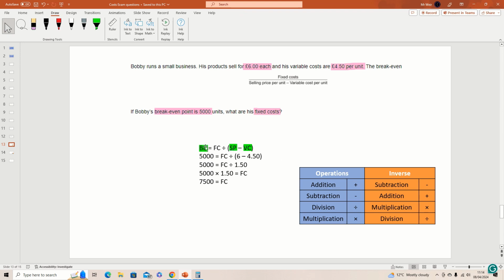So whichever of these elements that you need to find out, you need to look at what the operation is, and when we move it to the other side, that's what's going to happen. You need to reverse or do the inverse when you move it to the opposite side.